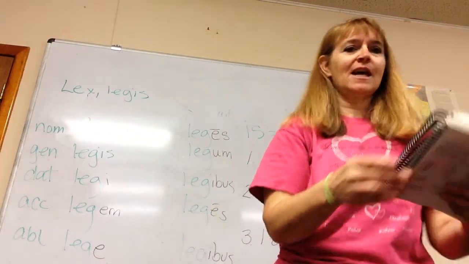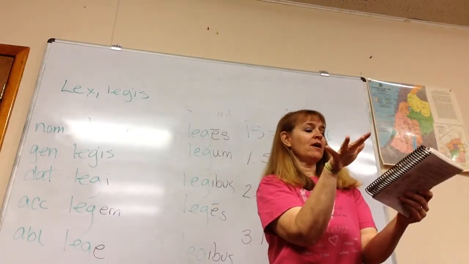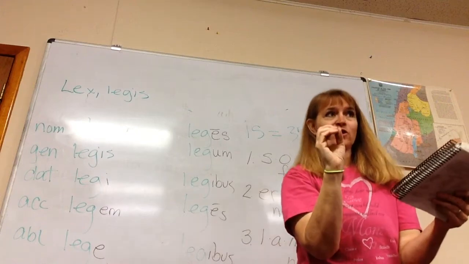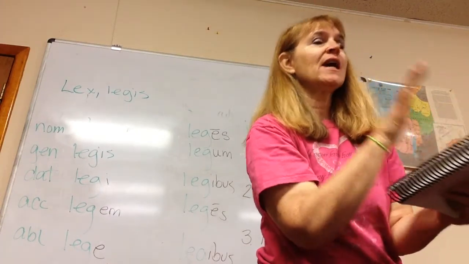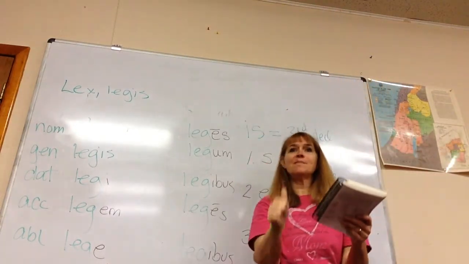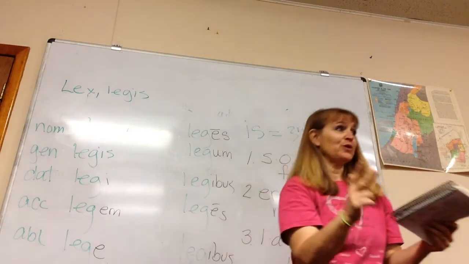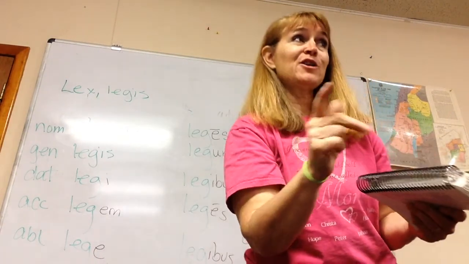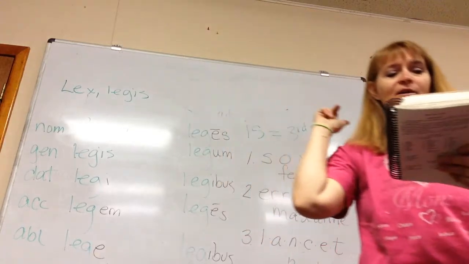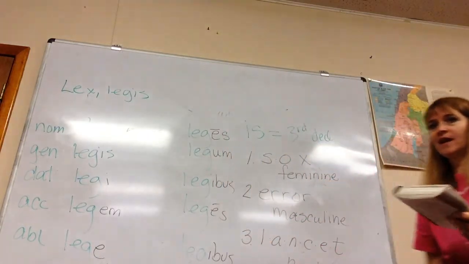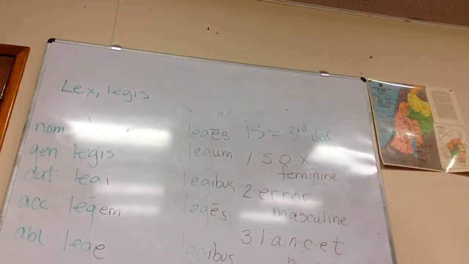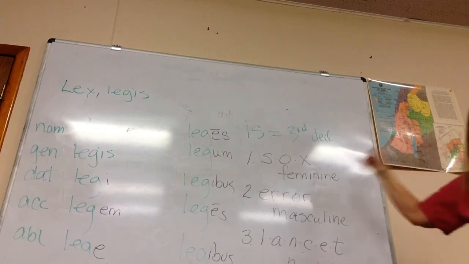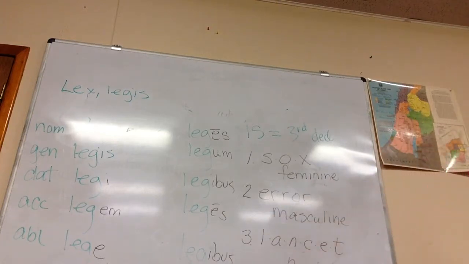Okay, page 36. What we're going to do here is determine gender. We're going to look at this word, and you're going to tell me if it's masculine, feminine, or neuter. You're going to be surprised. You're going to get this really quickly. First word is lex, legis. What do you think? Feminine. Why? Ends in X, and it doesn't name a masculine being.